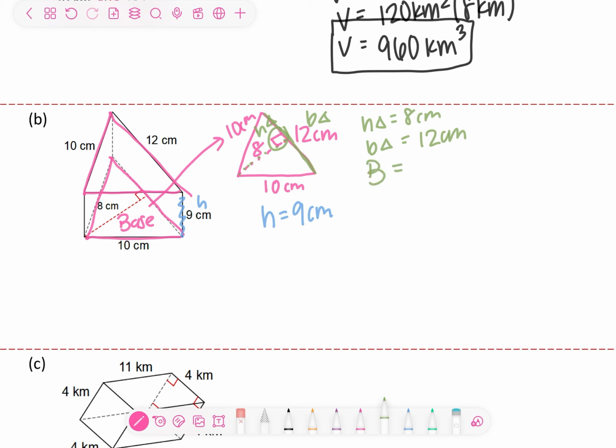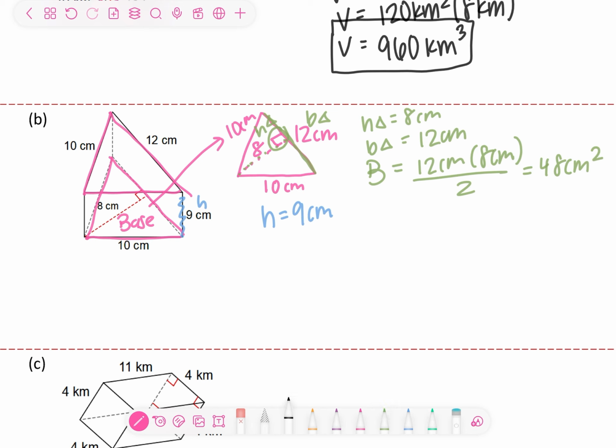So the base area is going to be the base times height. So 12 centimeters. It doesn't matter which order you do it in, really. Times 8 centimeters divided by 2. So when we work that out in the calculator, 12 times 8 and then divide by 2, is 96 divided by 2, which is 48. So that's going to be 48 centimeters squared.